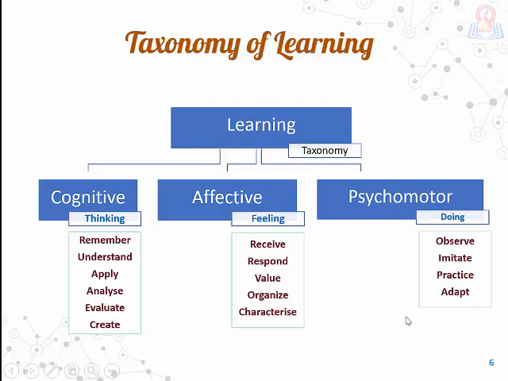In these 3 domains, the first domain, cognitive domain, normally takes place in the classroom. So we must be very careful. We must write intended learning outcome for this particular domain, because the thinking process, this cognitive domain, takes place in the classroom. So in the cognitive domain, we have 6 levels. Let us see what are the 6 levels, how we have to do this.